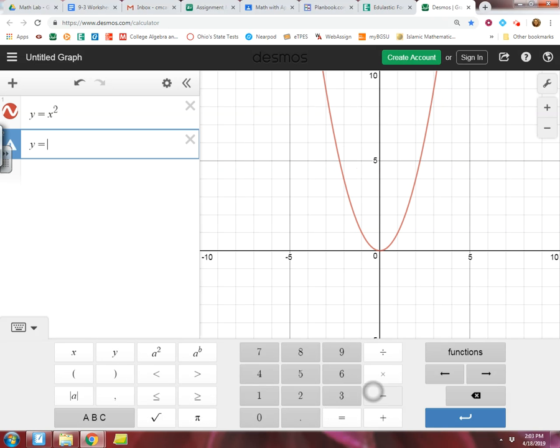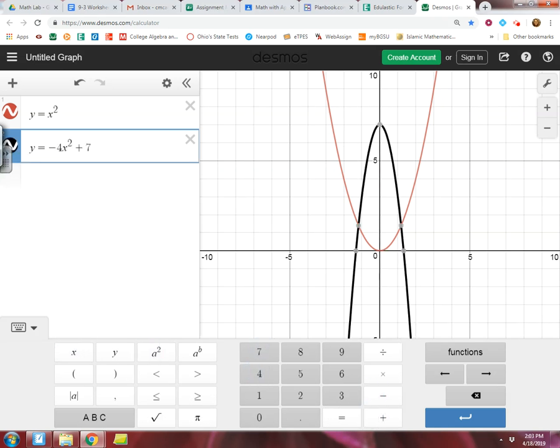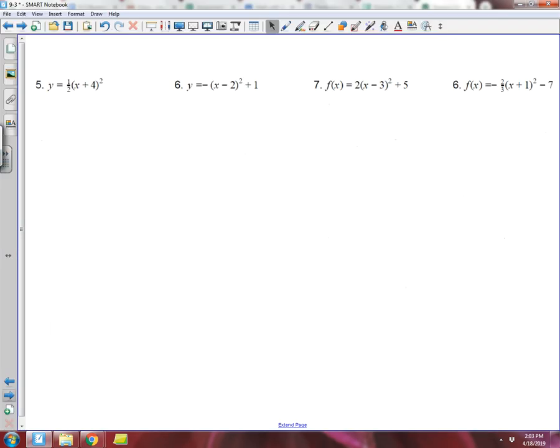Y equals negative 4x squared plus 7. Did it get flipped? Did it get moved up? Yes, it did. Is it thinner than the original? All 3 of those things happened. It's not just made up stuff here. It actually works. It actually is happening. Okay. Number 5. What happened? This right here tells me compressed.